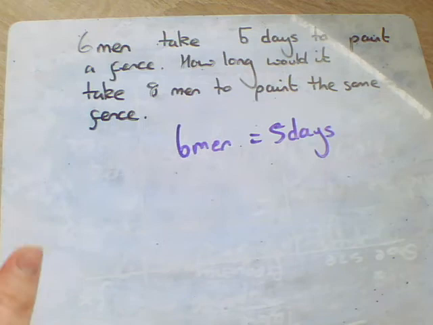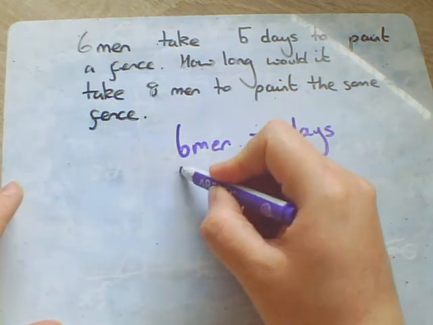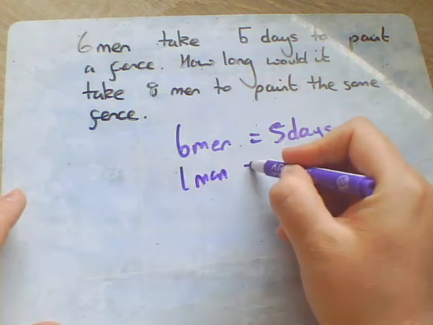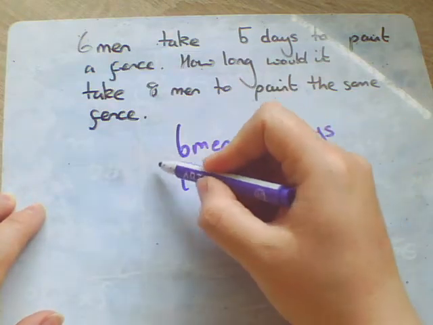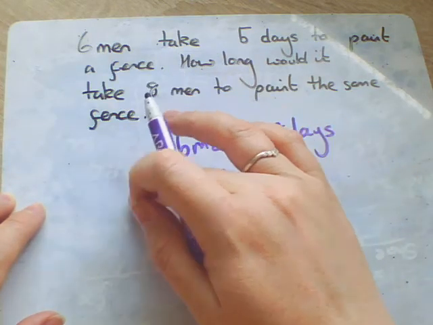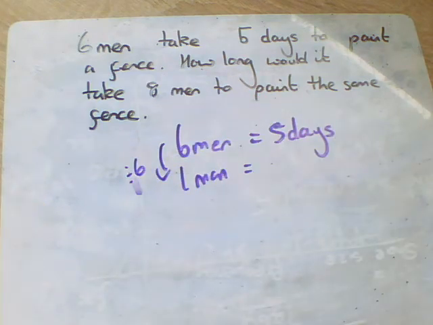So what we're going to do is work out how long it would take if I only had a single man to paint. Now, one man would actually take 30 days. The reason for this is, divided by 6 there, he's got to do the work of the other 5 men. So it's going to take him his 5 days, and the next person's 5 days, and the next person's, and so on. So for one man it would take 30 days.